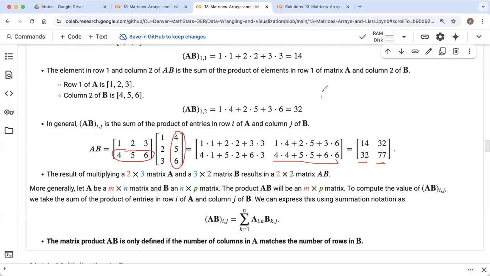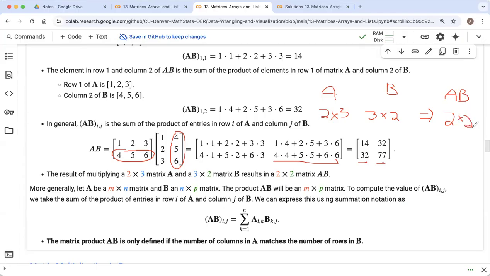So the result here is I take matrix A, which has 2 rows and 3 columns. So this is a 2 by 3 matrix. And it made sense to take that matrix and multiply it by matrix B, which had 3 rows and 2 columns. And when we took that product, the result, AB, notice, was a 2 by 2 matrix. It had 2 rows and 2 columns.